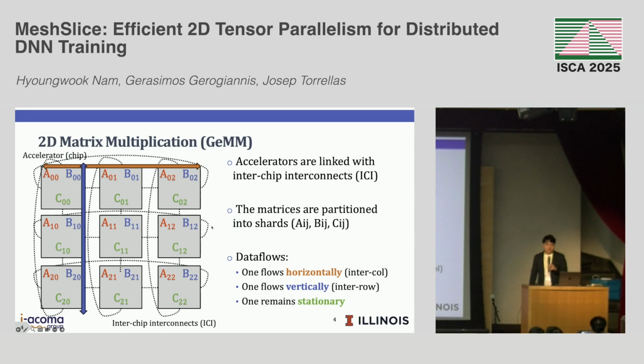As explained before, the matrices flow. One of them flows horizontally, one of them flows vertically, and one of them remains stationary. And what flows where defines the data flow of 2D GEM. At the end, each chip holds a shard of the output matrix.